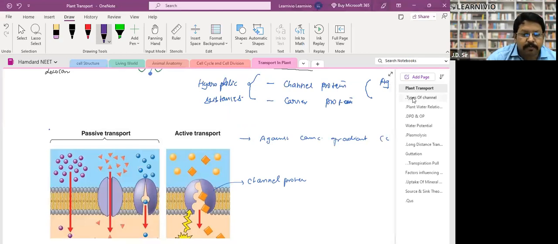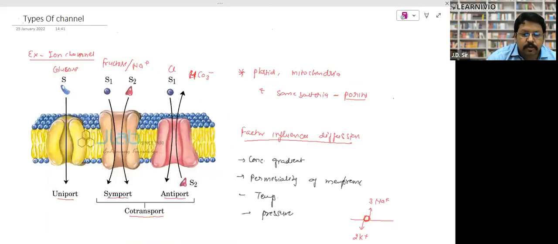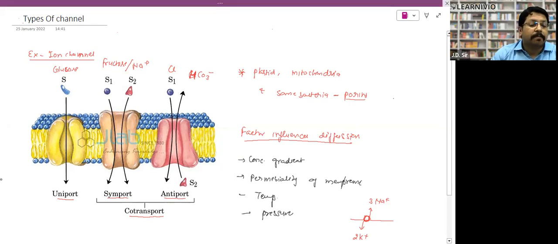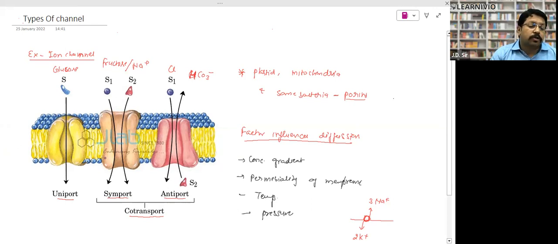Now, types of the channel protein, right? So did you get that channel protein? What is the channel protein, Aisha? Yes. Great. Now channel protein. So these channels can be of two types, right? Uniport and co-transport. In uniport, at one time, only one type of molecule will be transferred, or one type of molecule will be diffused out, right? But in co-transport, two molecules will diffuse simultaneously, right? So this is called co-transport.